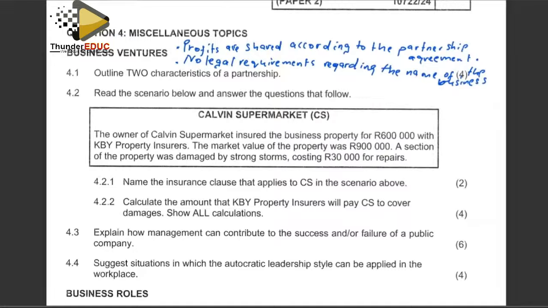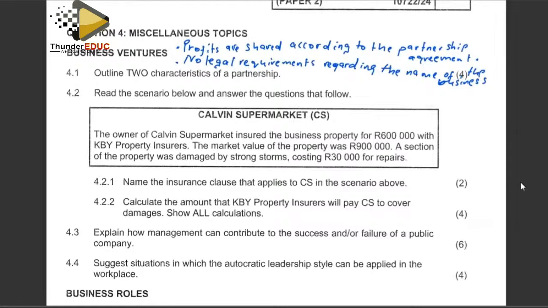Okay, right, grade 12. So now we're saying that 2 characteristics under partnership are as follows. Profits are shared according to the partnership agreement, and also no legal requirements regarding the name of the business. Okay, right, great. So now let's move on to 4.2, which reads as follows.